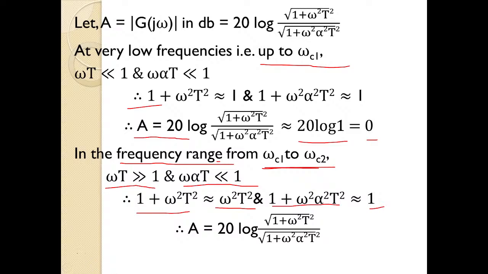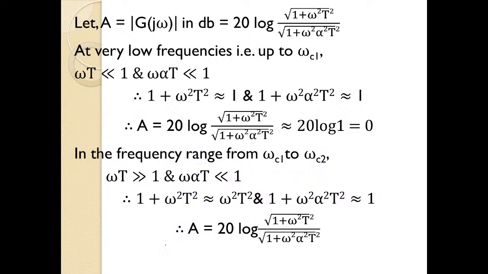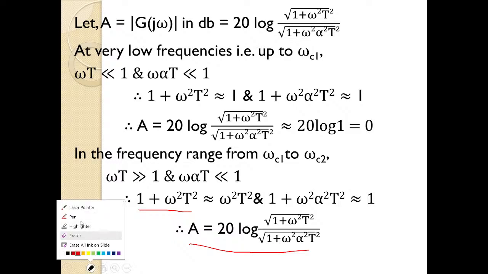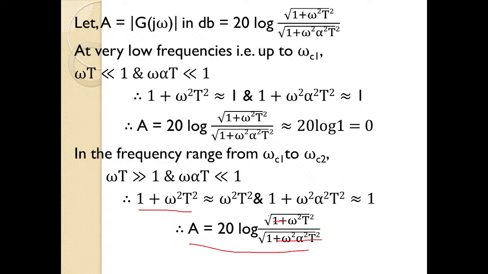Therefore, substitute this above condition in this magnitude equation. So instead of writing 1 plus omega square t square, write only omega square t square. So you just erase this. Similarly, instead of writing 1 plus omega square alpha square t square, write only 1. So you can remove this. So what is left over? 20 log root of omega square t square by root of 1. That's what will be left over.